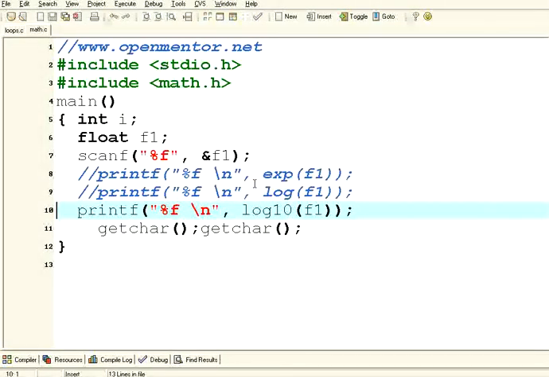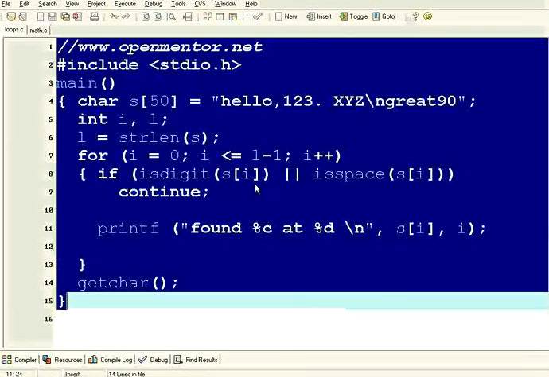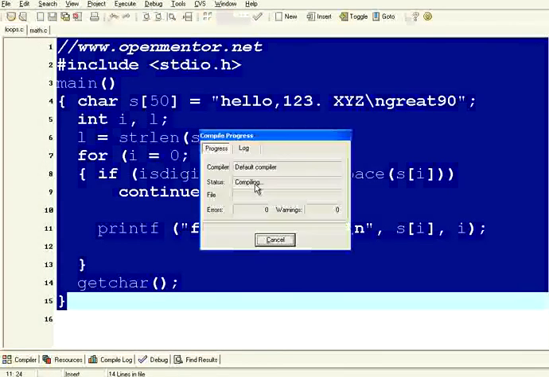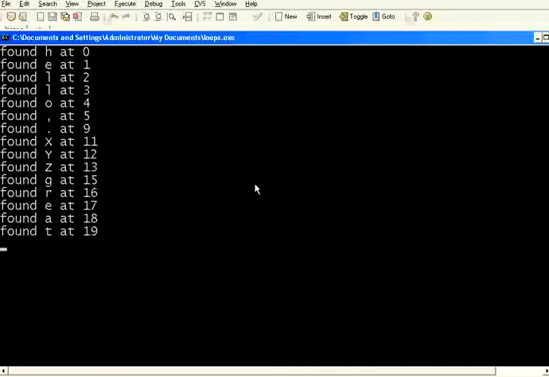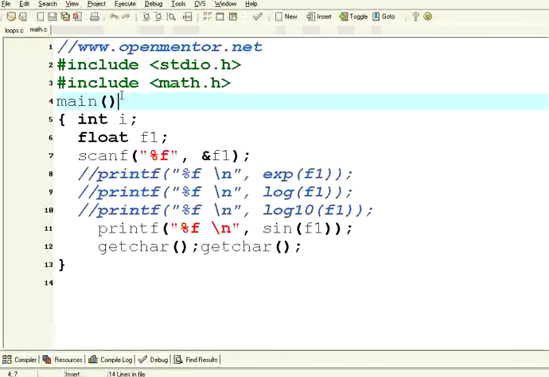Suppose you want sine or tan or arctan or any trigonometric functions, that's also available. Simply use sin, okay, sine of f1. Now let me say f9. Okay, sorry, it was executing a different function, so I should have used this one. Okay, now let me use this one, compile. Let me give 1.2. Sine of 1.2 is 0.93.